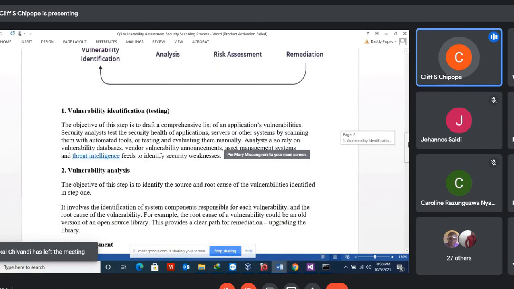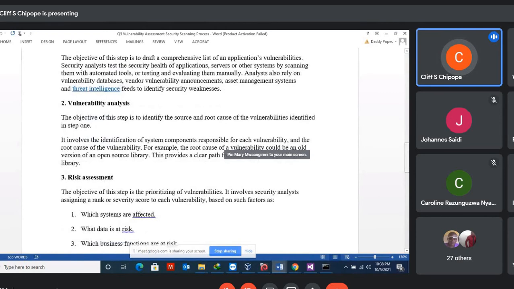Then vulnerability analysis, that's the second step. The objective is to identify the source and root cause of the vulnerabilities identified in the first step. It involves identifying the system components responsible for each vulnerability and the root cause of the vulnerability. For example, the root cause of a vulnerability could be an old version of an open source library. This provides a clear path for remediation, that is upgrading the library.